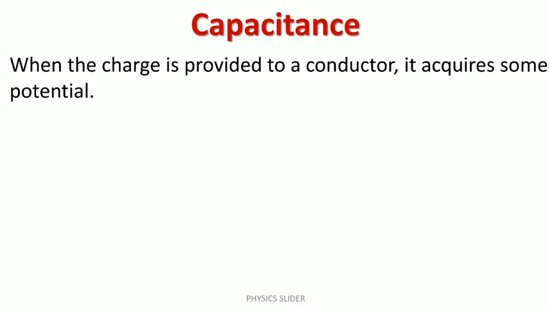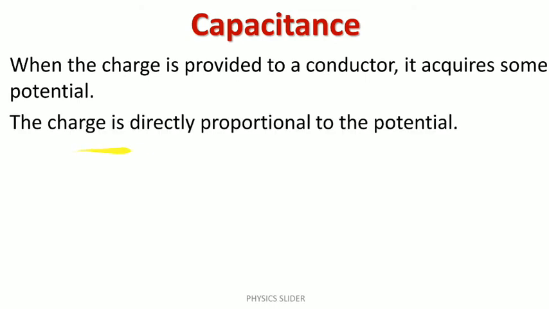Watch here. When the charge is provided to a conductor, it acquires some potential. Whenever we provide some charge to a conductor, there is a rise in its potential, and the higher the charge provided, the higher will be the potential acquired by the conductor. So we can say that the charge is directly proportional to the potential, or Q is directly proportional to V.